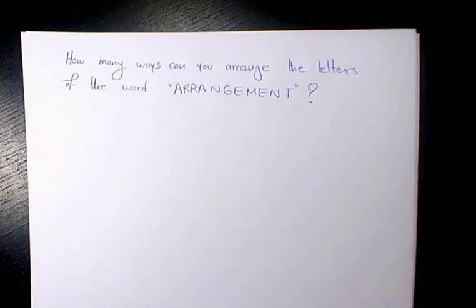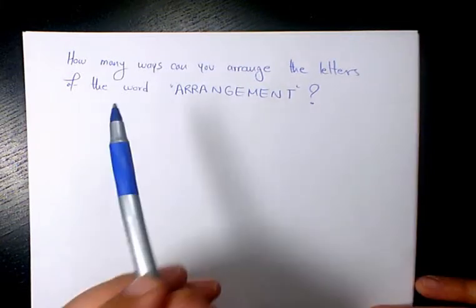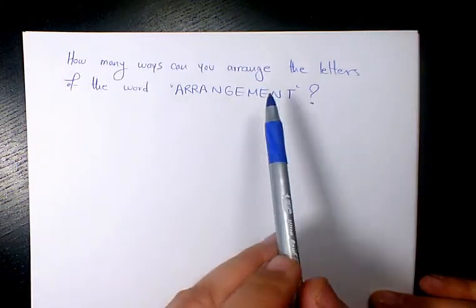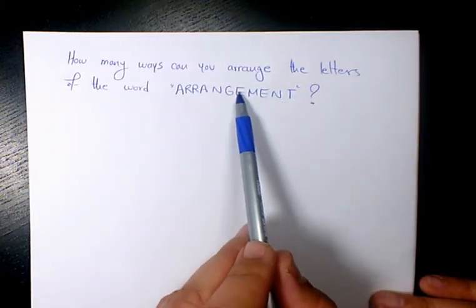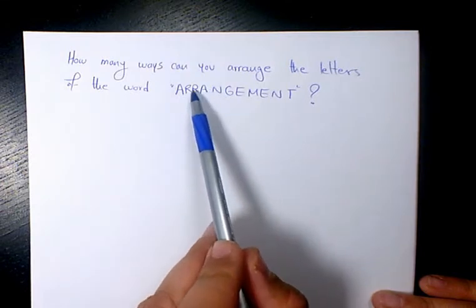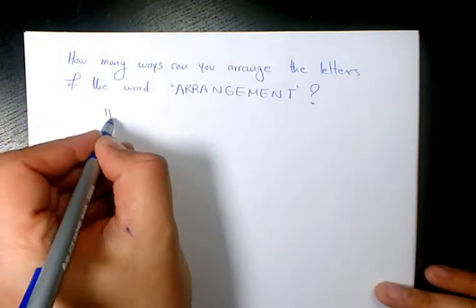In this video I want to show you how many different ways you can arrange the letters of the word "arrangement". The first thing I need to do is count how many letters I have. 1, 2, 3, 4, 5, 6, 7, 8, 9, 10, 11. So we have 11 letters.